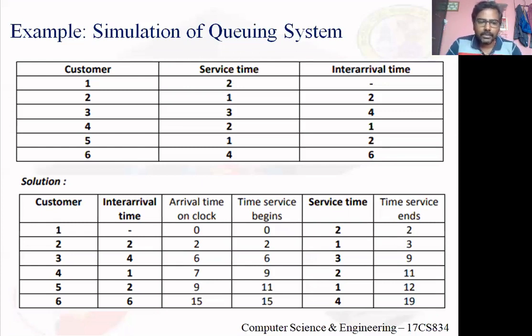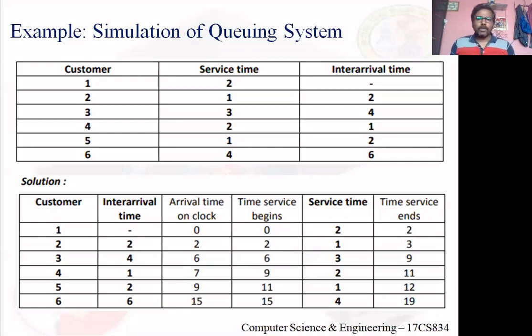The sixth arrival occurs at time 15. At time 15, the server is idle. So the sixth customer's service will begin immediately at time 15. The service time for the sixth customer is 4, so service will end for the sixth customer at time 19. So all of you are clear with this, right?